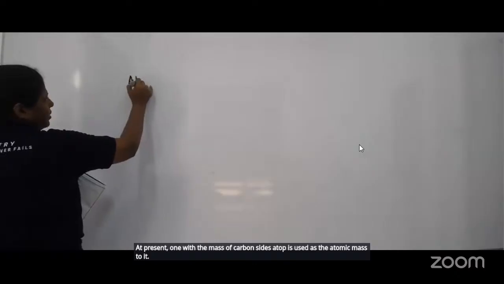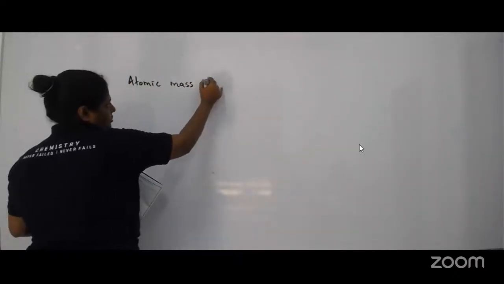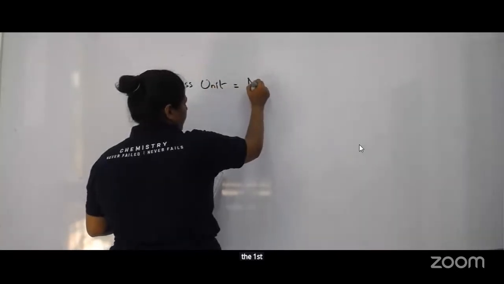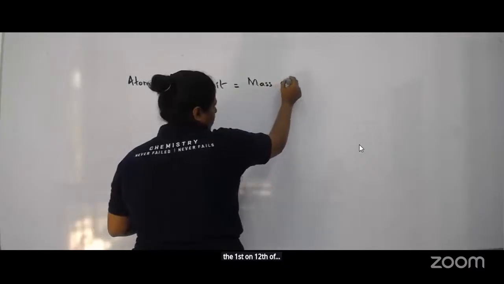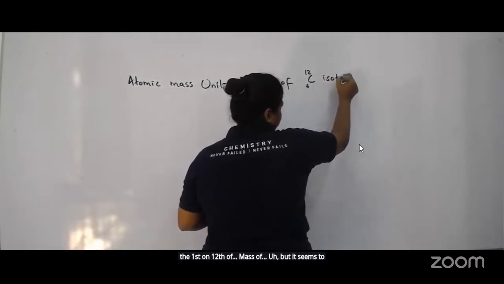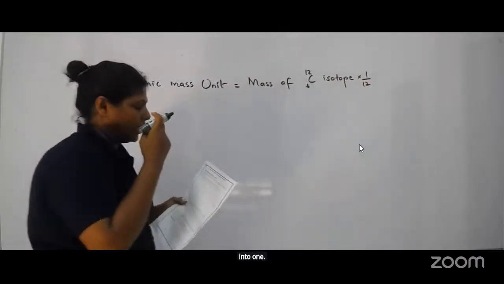So, atomic mass unit equals 1/12 of the mass of the carbon-12 isotope. Right, put it in the video.